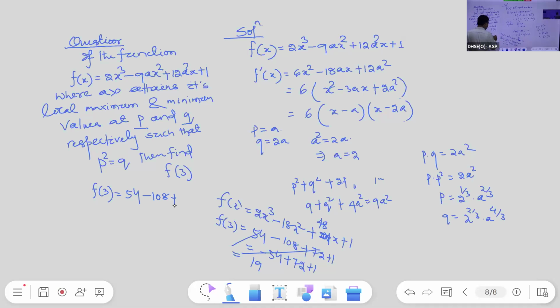So this is 134 plus 1. So minus 54 plus 134 plus 1. 48x. 2x cube minus 18x square. Sorry, everything is messed up.